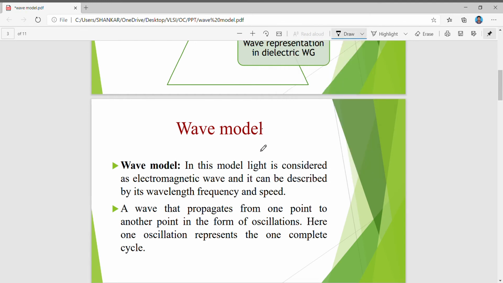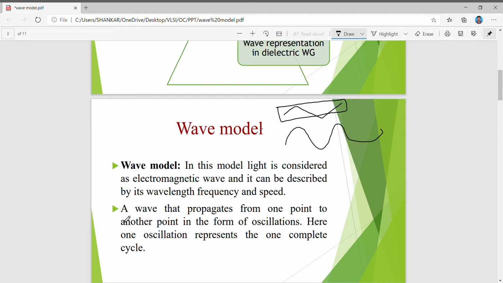Whenever you have electromagnetic waves, they are now represented as a wave, not a ray. In the previous class we discussed the ray model, in which the light propagates inside the fiber in the form of a ray. But in the wave model, the light signal is transmitted in the form of a sinusoidal signal.